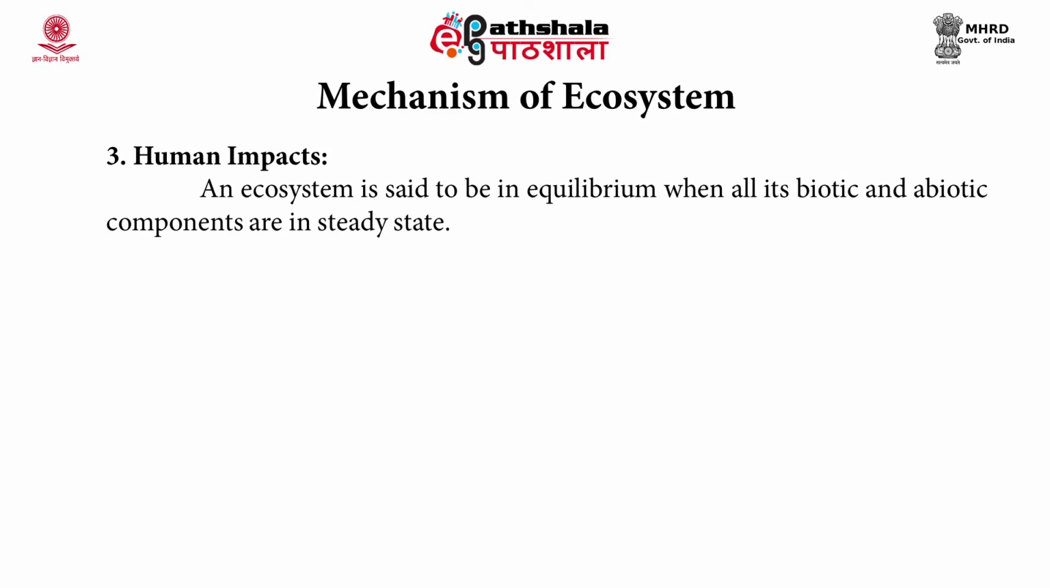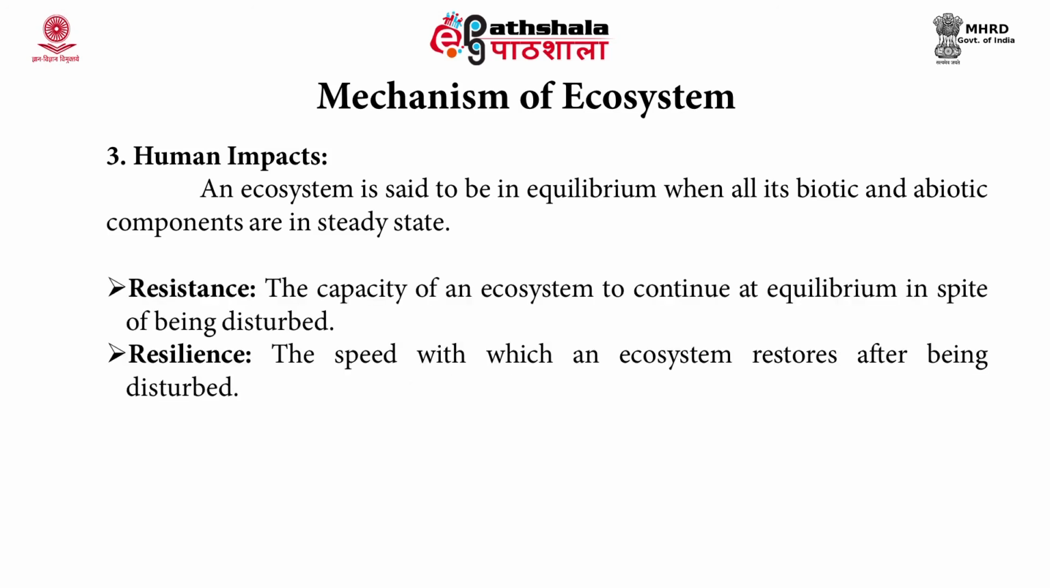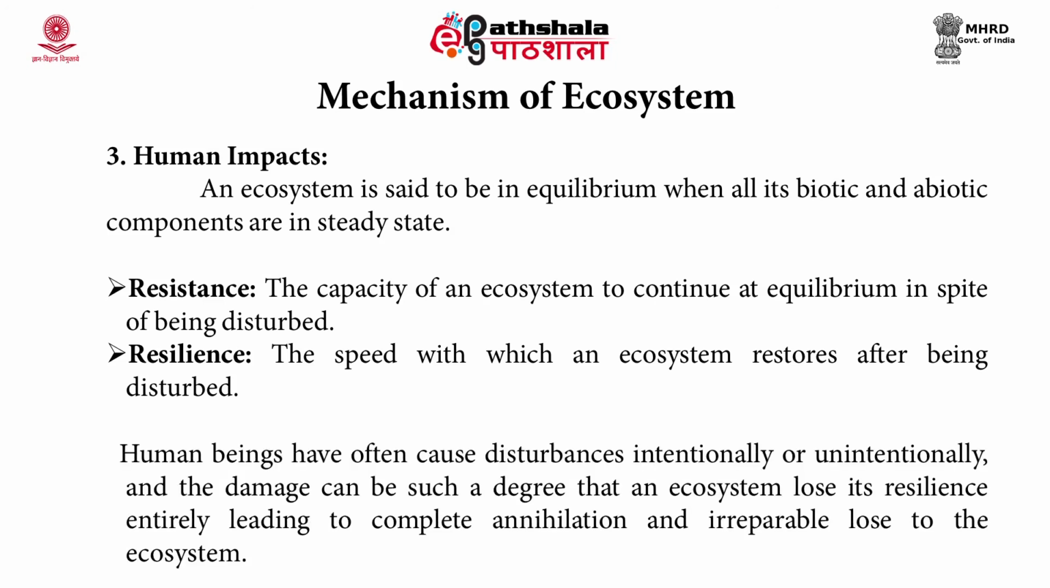3. The human impacts. An ecosystem is said to be in equilibrium when all its biotic and abiotic components are in a steady state. The capacity of an ecosystem to continue at equilibrium in spite of being disturbed is called resistance. The rate at which an ecosystem restores itself after being disturbed is called resilience. Human beings have often caused disturbances intentionally or unintentionally, and the damage can be to such a high degree that the ecosystem loses its resilience entirely, leading to complete annihilation and irreparable loss of the ecosystem.